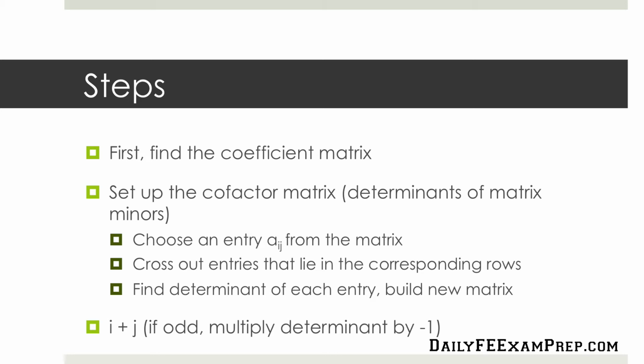So the way that we do that is we choose an entry from Aij, which is just a selection of the row and column from the matrix, and then we cross out the entries that lie within those corresponding rows, and we'll find the determinant of each entry, and then we're going to build a new matrix. So remember, if i plus j, meaning the row and column, is odd, we're going to multiply the determinant by -1. So that's critical in this problem because we're going to have some that are going to be somewhat similar but just off by a negative value.